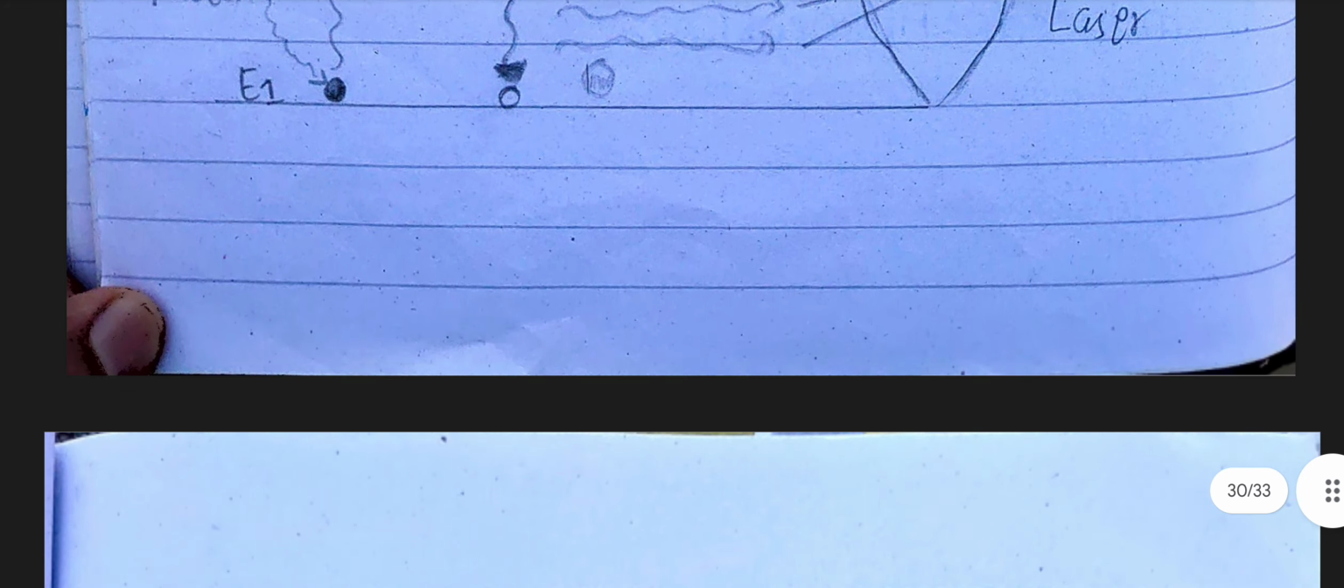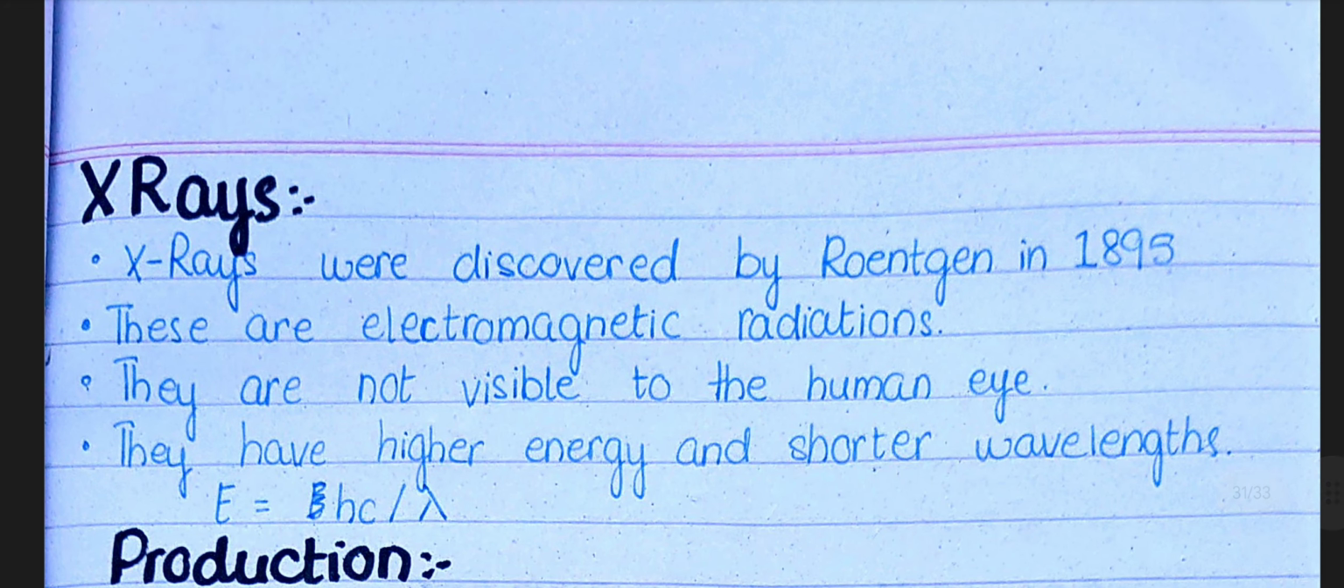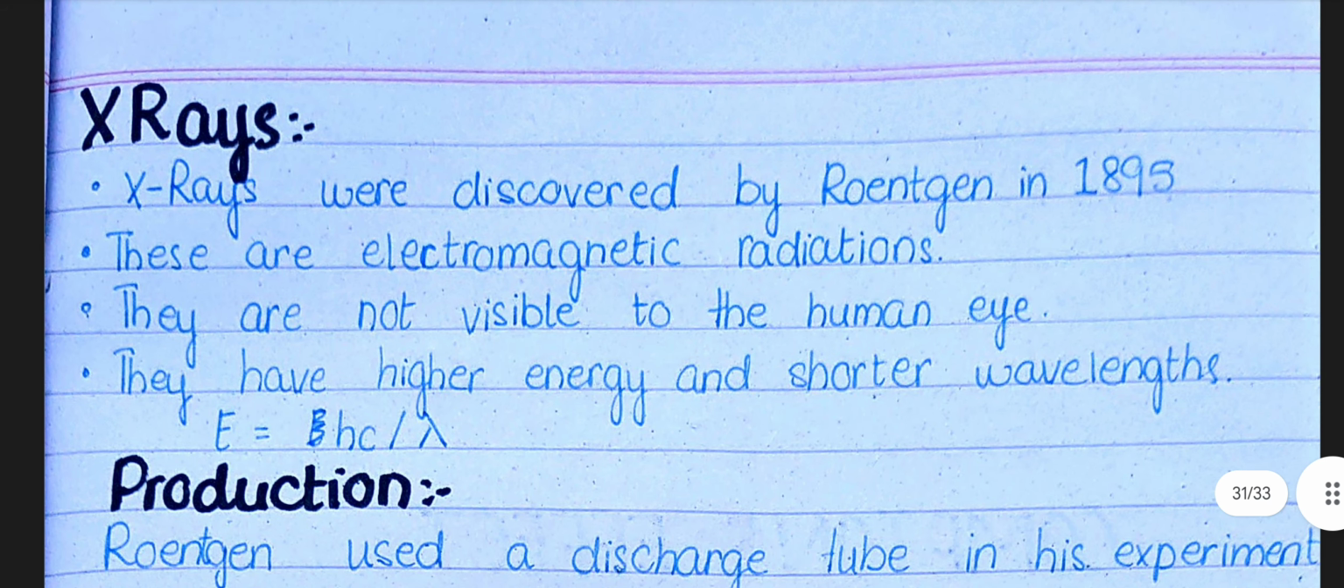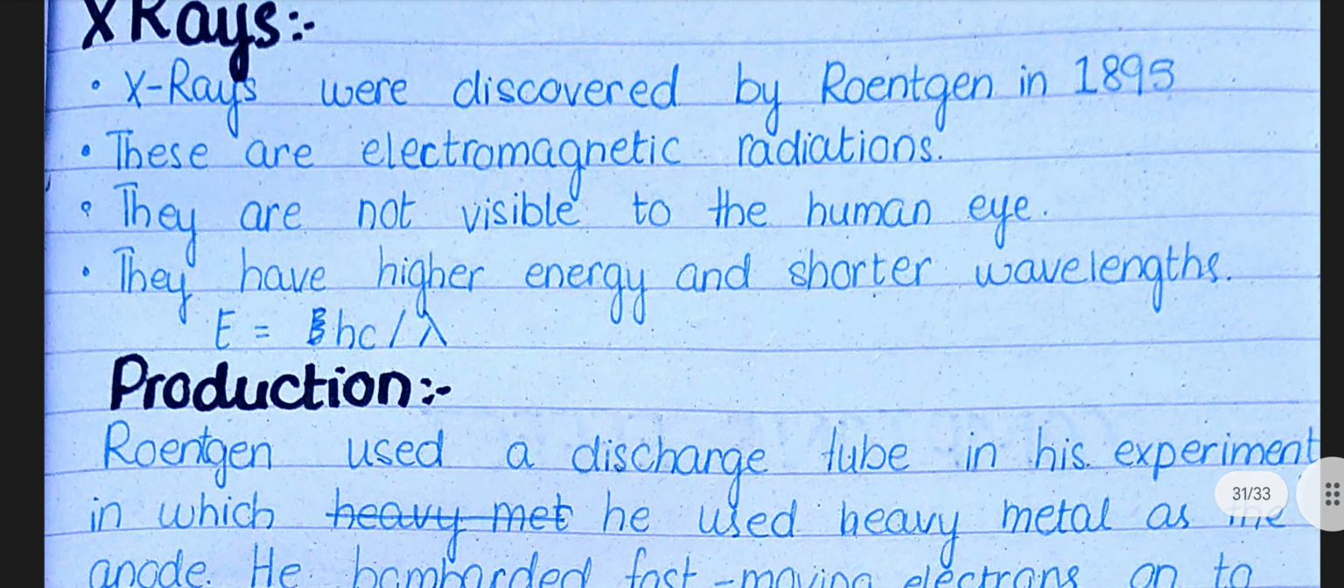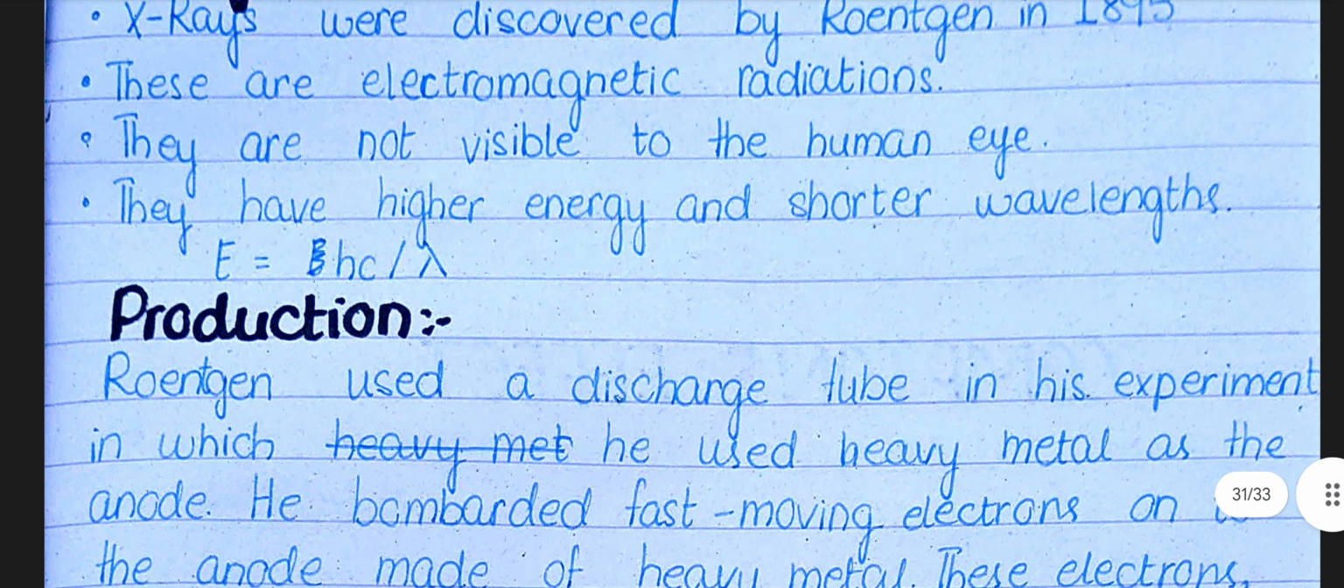X-rays. X-rays were discovered by Roentgen in 1895. These are electromagnetic radiations. They are not visible to the human eye. They have higher energy and shorter wavelength. E is equal to hc upon lambda.